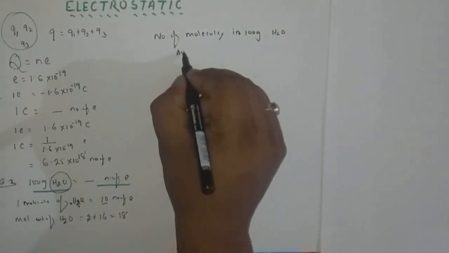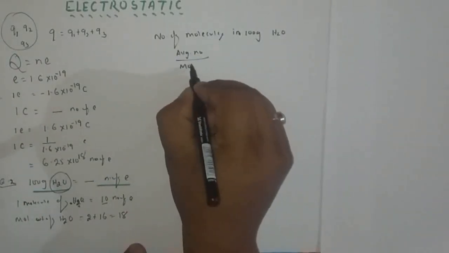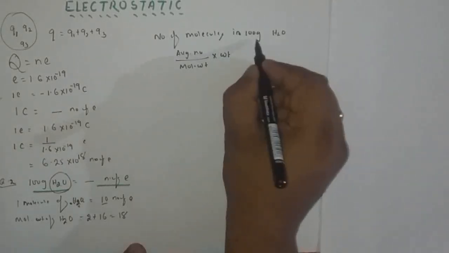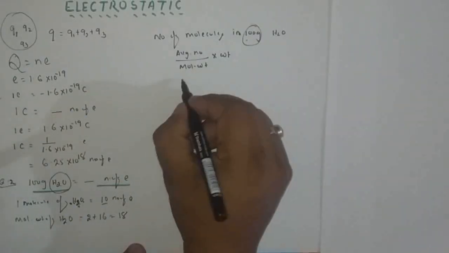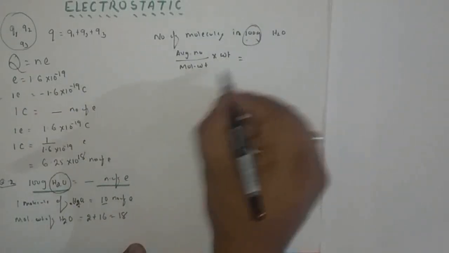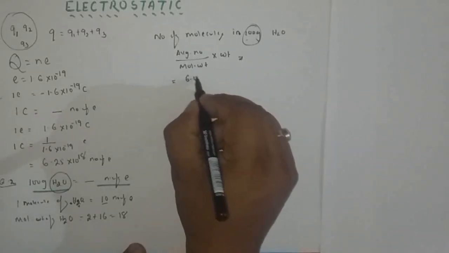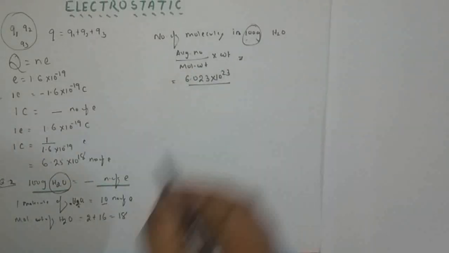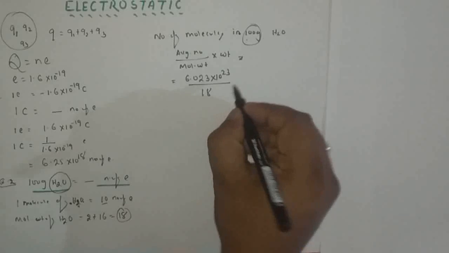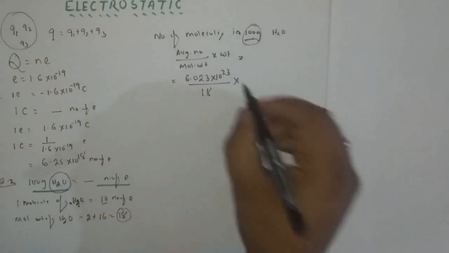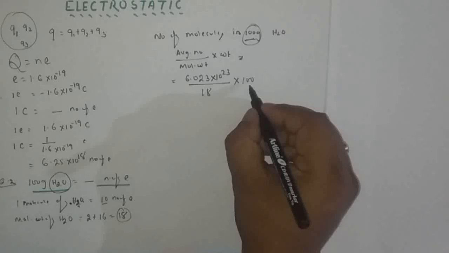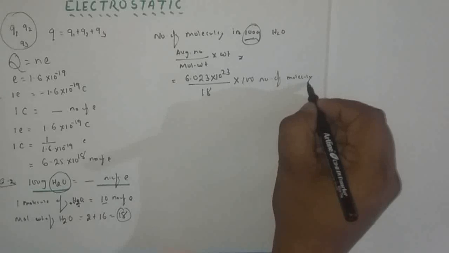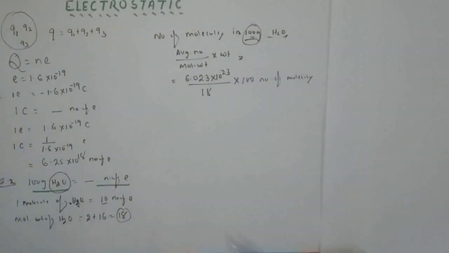What is the formula? Avogadro's number by molecular weight into the weight given, or the mass given, that is 100 gram. If I apply that formula, Avogadro's number 6.023 into 10 to the power 23 divided by molecular weight, which we got here as 18. What is the mass given? 100 grams. So this number of molecules are there in 100 gram of water.